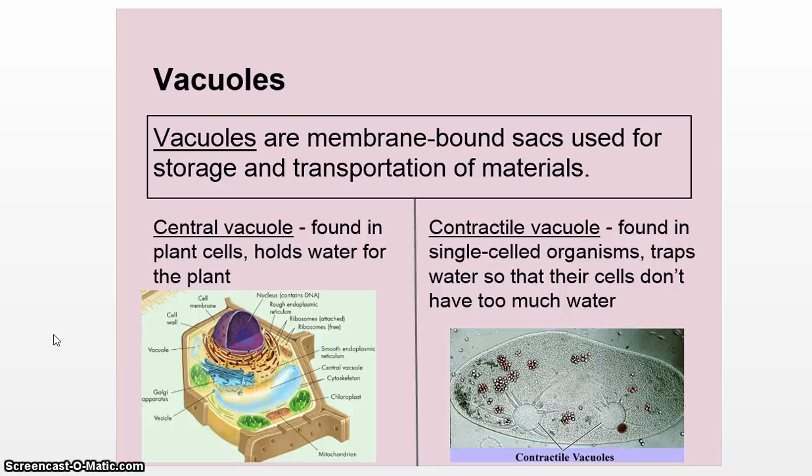But little single-celled things like this, they live in water, and they have the problem that they don't want to have too much water or else they'll explode. So they have to have some special structures to help them get rid of that extra water. The contractile vacuoles fill up with water and then they contract and push all the water out. That way this little thing doesn't explode. That wouldn't be very good.